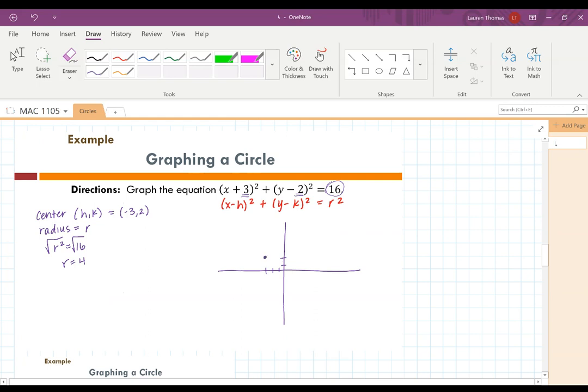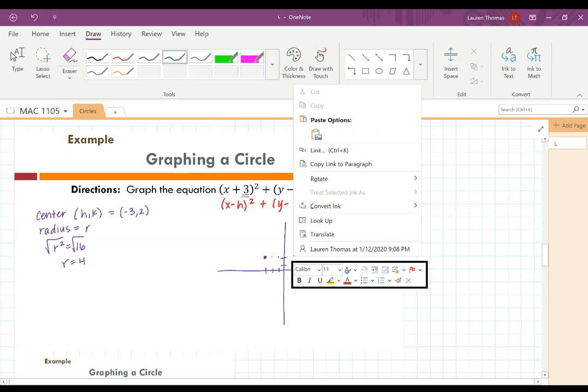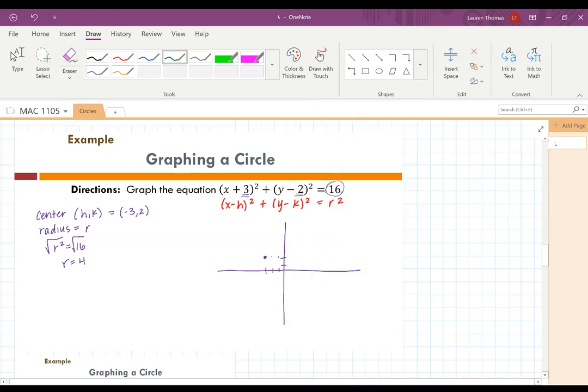And then my radius is 4. So what that's telling me is that 4 from every direction from the center is going to be the outer rim, the circumference of that circle. So what I'm going to do, I'm going to go 4 to the right. 1, 2, 3, 4. I'm going to go 4 up. So let me draw those marks. 1, 2, 1, 2, 3, 4.